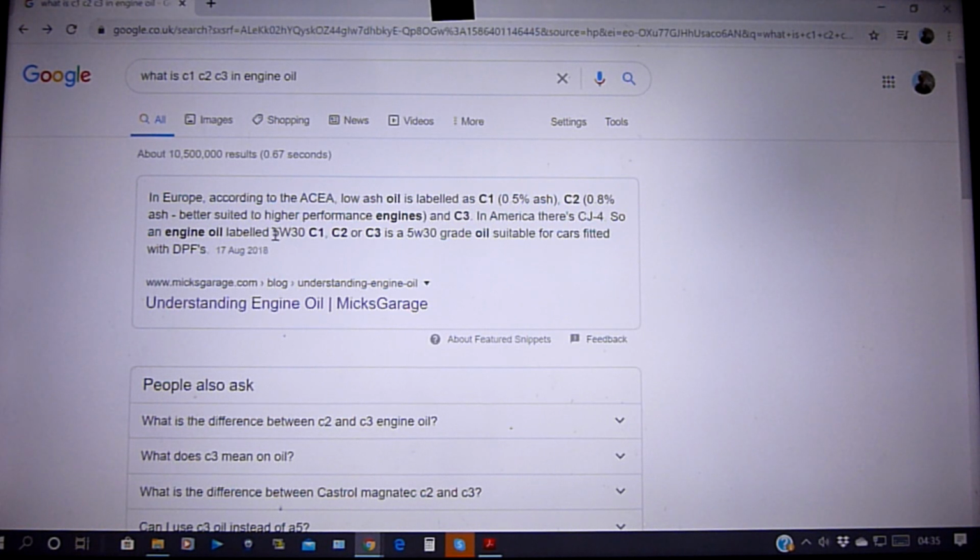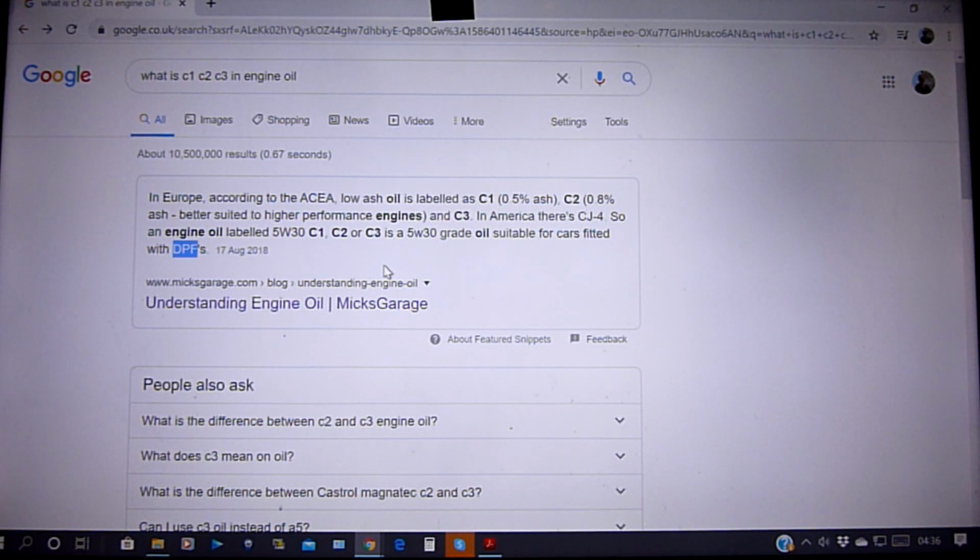So an engine oil labelled 5W30 C1, C2 or C3 is a 5W30 grade oil suited to cars fitted with a DPF. Now with diesel cars, diesel particulate filter. Mine has got a diesel particulate filter, and when those things break due to clogging or something, using the wrong oil, that would be a problem, because it can't regenerate. The diesel particulate filter is the thing that gives it a smokeless kind of exhaust gas. Any diesel car in the UK now with a diesel particulate filter, if there's visible smoke, that will fail our vehicle testing, what you call MOT, the annual testing, or in my case twice a year testing.